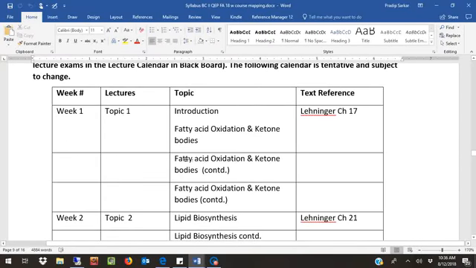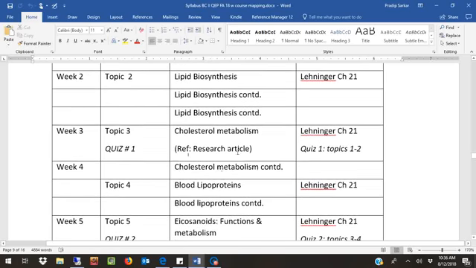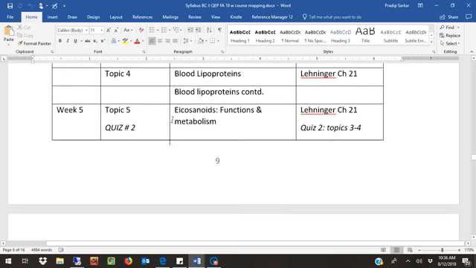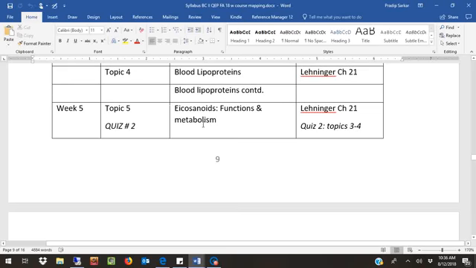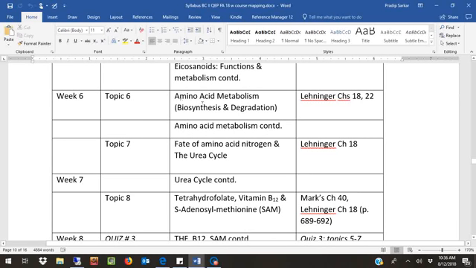In the first topic we are beginning with fatty acid oxidation and ketone bodies. This is fat metabolism, which includes the oxidation of fats, ketone bodies, the synthesis of lipids, cholesterols, blood lipoproteins, eicosanoids. All of these up to topic 5 are under lipid metabolism. Once we cover that, we are covering amino acid metabolism. We are talking about how the nitrogen part of the amino acids is metabolized to produce urea, and how the carbon portion of the amino acids is also metabolized to produce many different things.